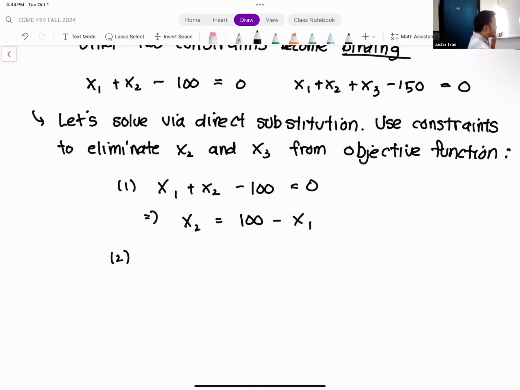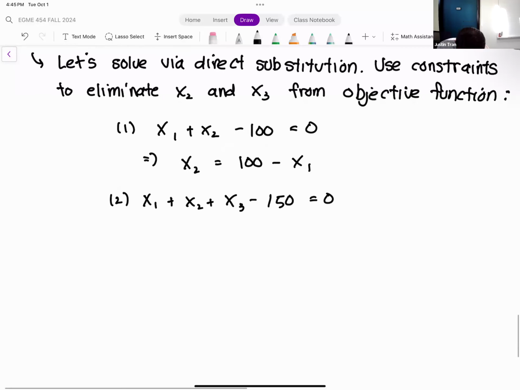Then I'm going to take the second constraint, because X3 doesn't show up in the first constraint. I'm going to solve the second constraint for X3. So our second constraint is X1 plus X2 plus X3 minus 150. We solve this for X3. So we have X3 is equal to 150 minus X1 minus X2.